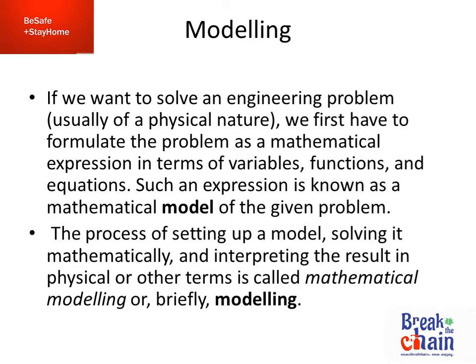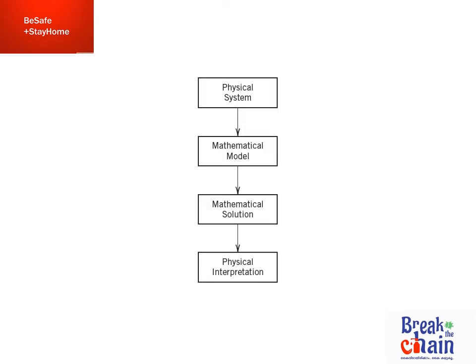Now we are discussing modeling. If we want to solve an engineering problem, usually of a physical nature, we first have to formulate the problem as a mathematical expression in terms of variables, functions, and equations. Such an expression is known as a mathematical model of the given problem. The process of setting up a model, solving it mathematically, and interpreting the result in physical or other terms is called mathematical modeling, or briefly modeling. And the various steps of modeling are shown in the next slide.